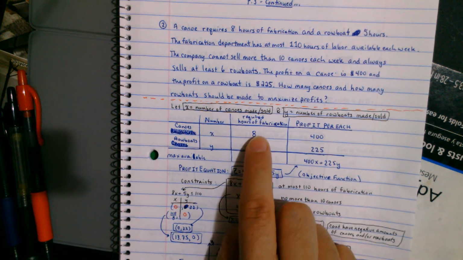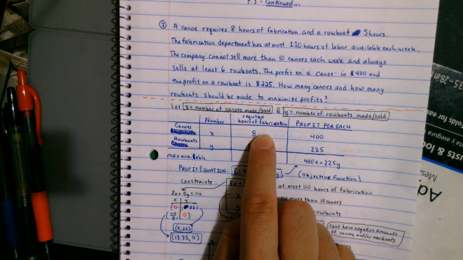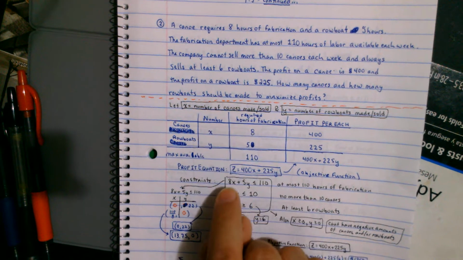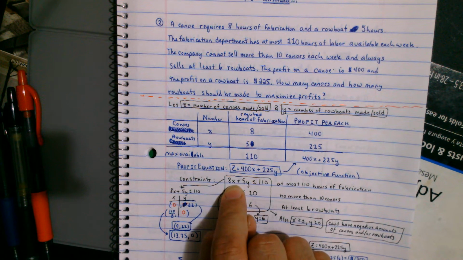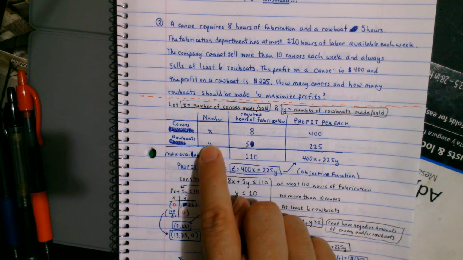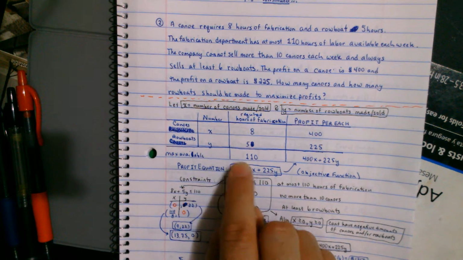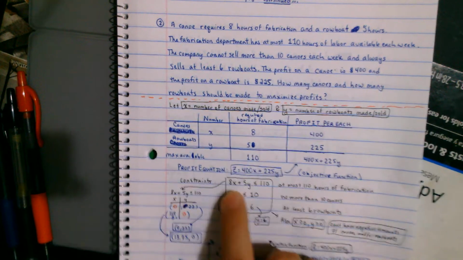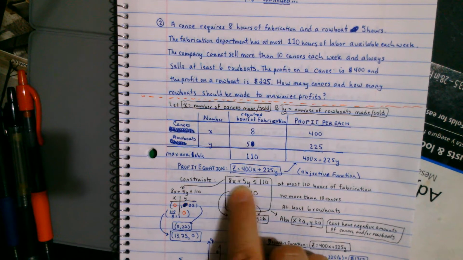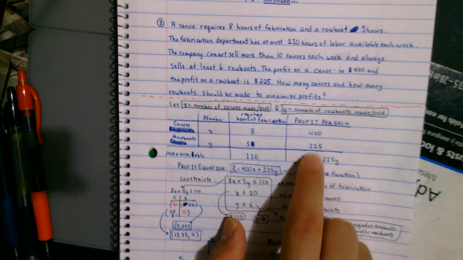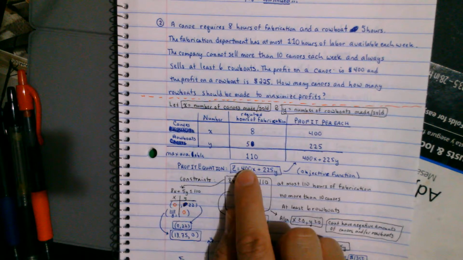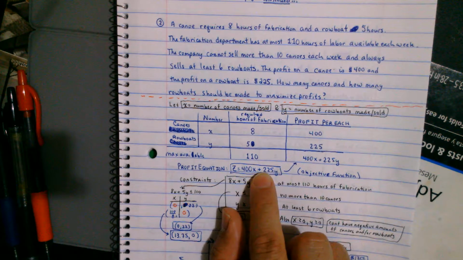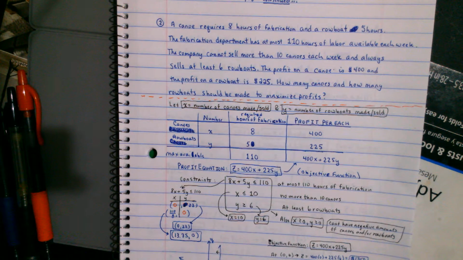So it stands to reason that 8 hours per canoe plus 5 hours per rowboat is less than or equal to the 110 hours I have available of labor. And that's what this is. The objective function comes from $400 profit per canoe plus $225 profit per rowboat. And that's your z function.